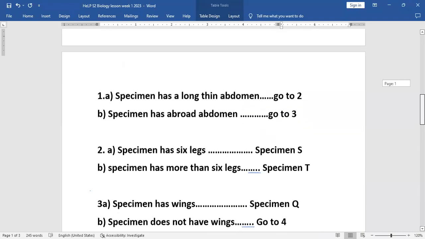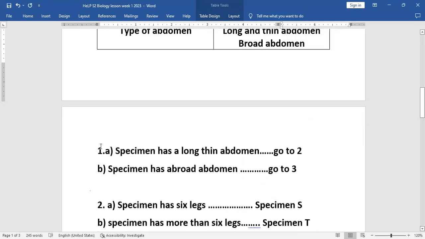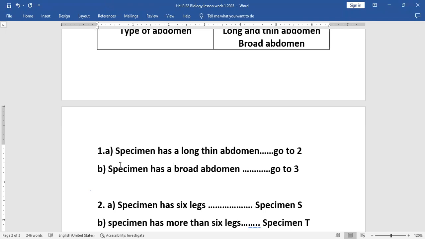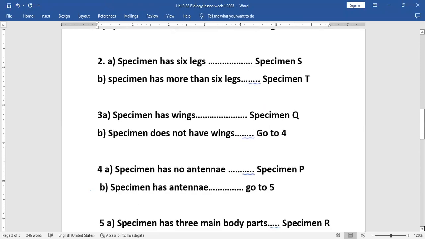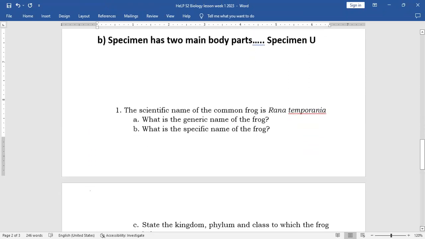Yes, okay. Remember to write the couplets. Let me emphasize certain things. Each pair of statements is called a couplet, and it is numbered and then has part A and B. Write full statements: specimen has this, specimen does not have this, okay? The statement "has a broad abdomen" was not correct, so do that.